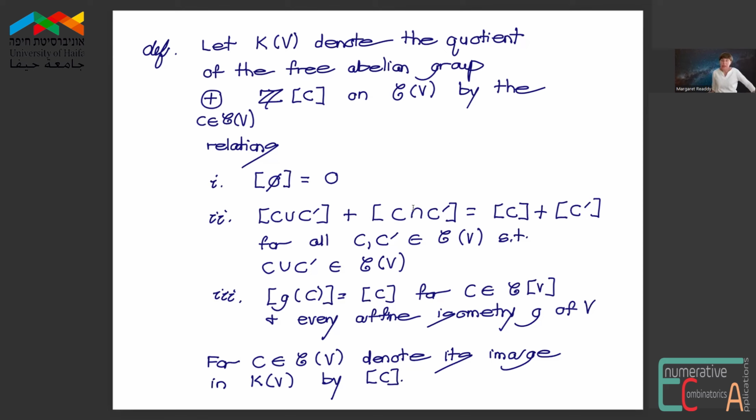The first relation is that the bracket of the empty set is 0. And then these classes satisfy this nice inclusion-exclusion formula, so we're modding out by that. Also, if you apply an affine isometry to an element in script C of V and look at its class, it doesn't change the class. In general, if you're given such a subset from script C of V, we put brackets around C to denote its image.